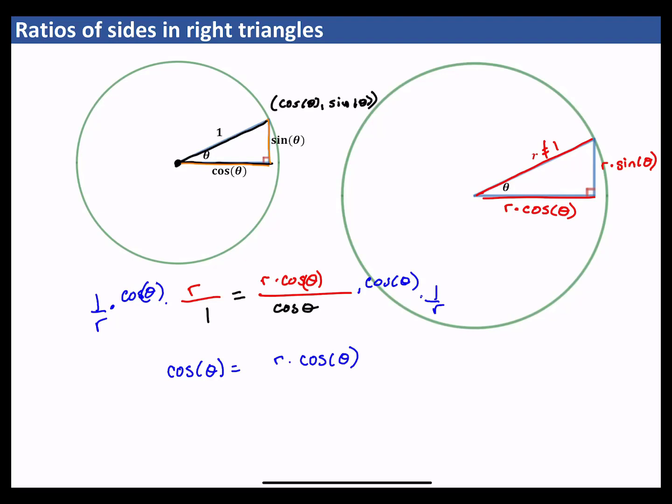From a geometric perspective, this equation tells us that the ratio of the horizontal leg of a right triangle to the hypotenuse of the triangle is always the same regardless of r, and that the value of that ratio is the cosine of theta, where theta is the angle adjacent to the horizontal leg.